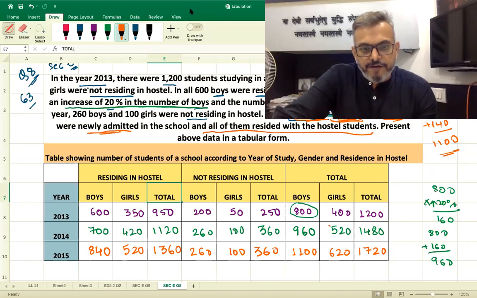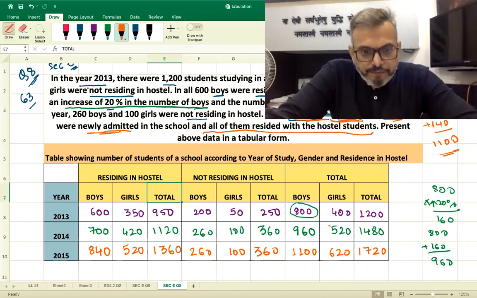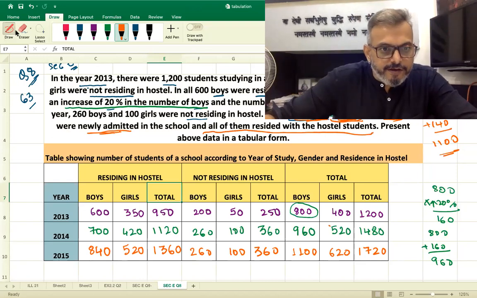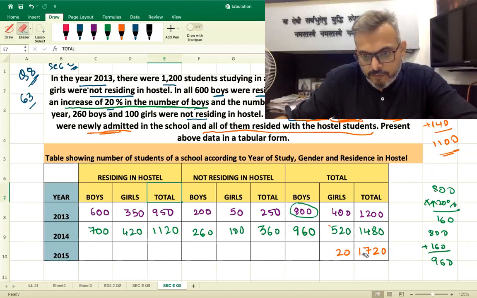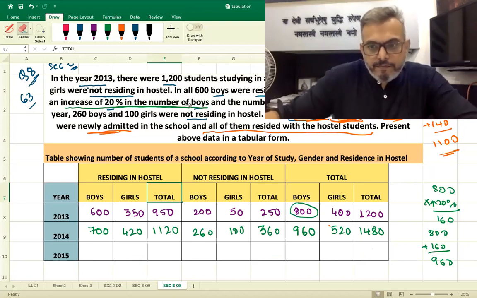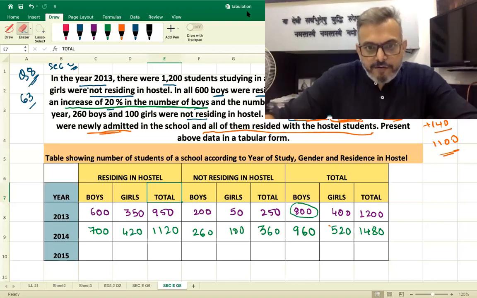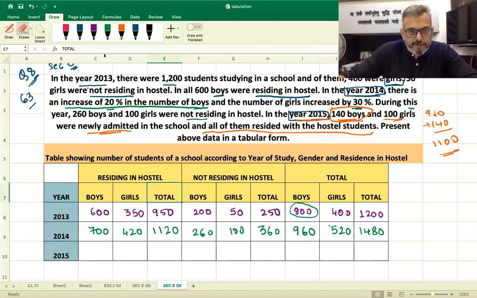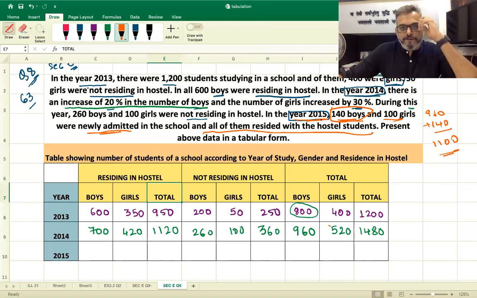ओके नाउ मैं फिर से एक बार कर रहा हूँ. 2015 थोड़ा ट्रिकी है सो ध्यान देना. वंस अगेन आई विल डू इट. नाउ लेट मी फर्स्ट इरेज इट. Okay, now let's read the question and proceed with this. In the year 2015, okay, let me erase this also so this becomes clear for you.